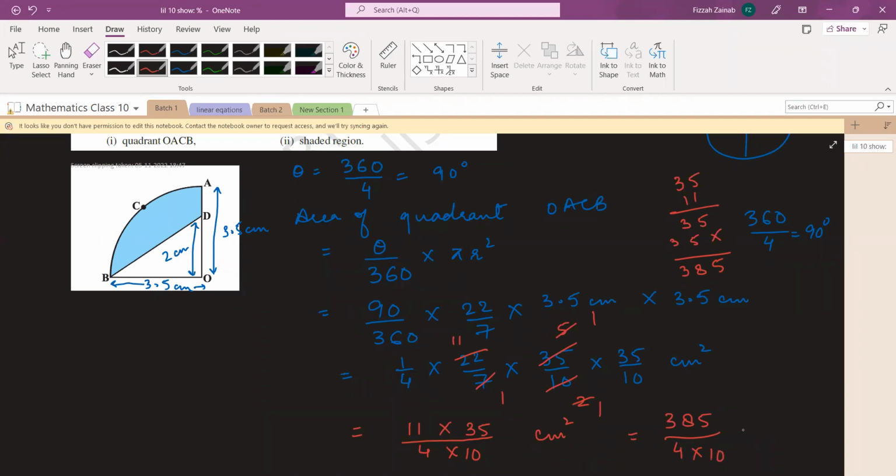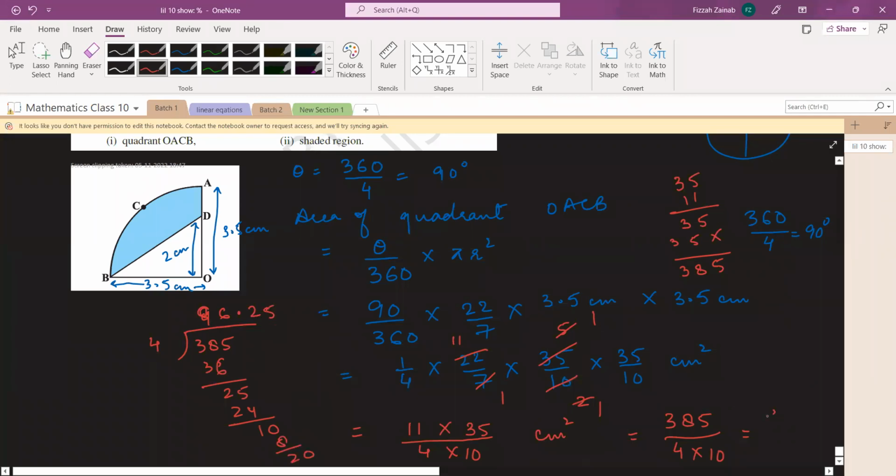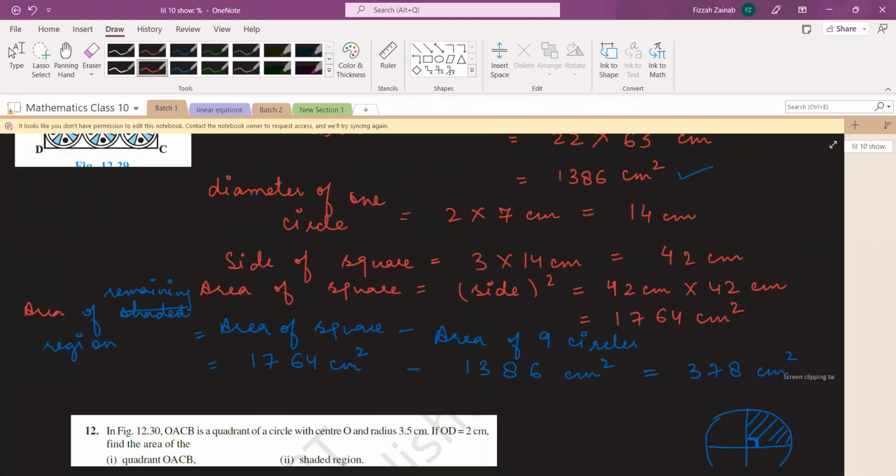So first I divide this by 4. You can separately do it if you are not able to do directly. So 4 into 8 is 32, right? No, sorry, 4 into 9, it will go 36. So 25, then you have 4 into 6 is 24, then you have 1. So there's a point, then 4 into 2 is 8, then you have 20, so 4 into 5. So you get 96.25 divided by 10, right? Centimeter square. How did 10 get cancelled there?